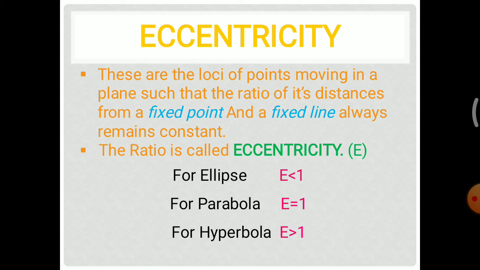For the ellipse, eccentricity is less than 1. So we can take it as 1 by 2, 1 by 3, 1 by 4, 1 by 5, or 2 by 3, 2 by 4, 2 by 5, etc., which is a number less than 1.